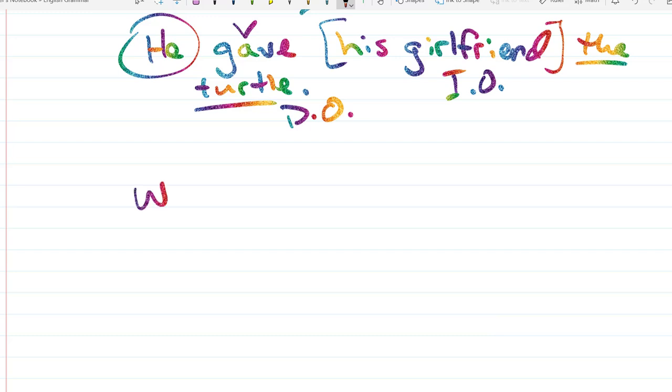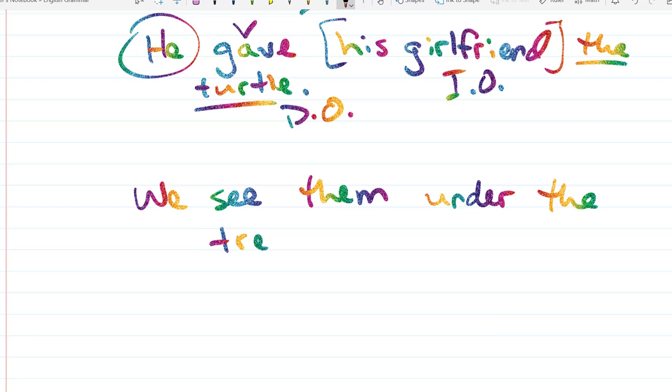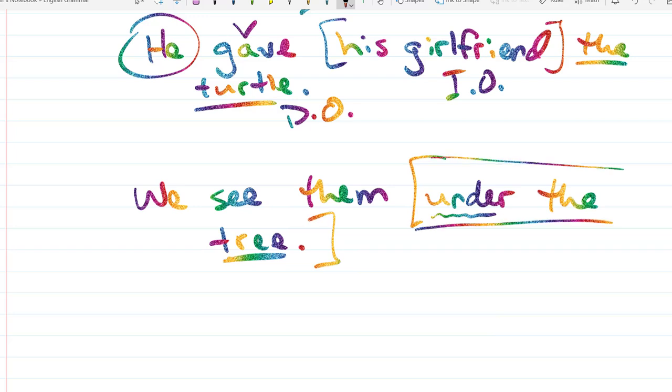Besides if we said something like, we see them under the tree. Okay, tree here is a noun, right? But it's in this prepositional phrase of under the tree. A preposition is simply giving extra information, either about location or time. And so under is your preposition, and this whole thing together, under the tree, is your prepositional phrase.